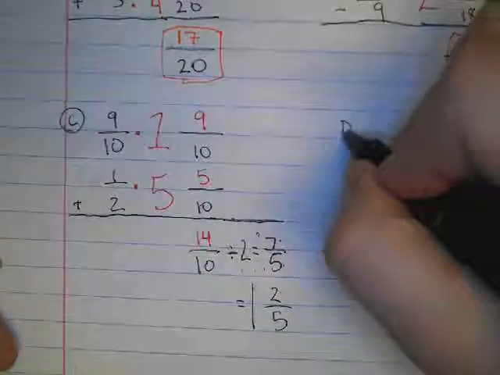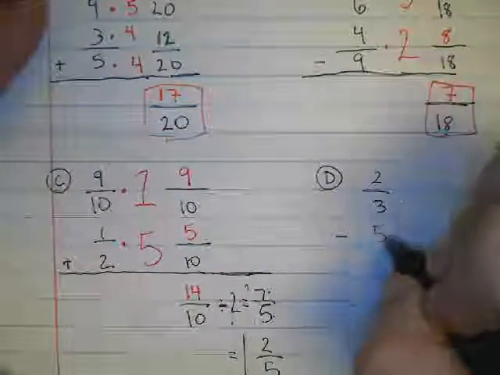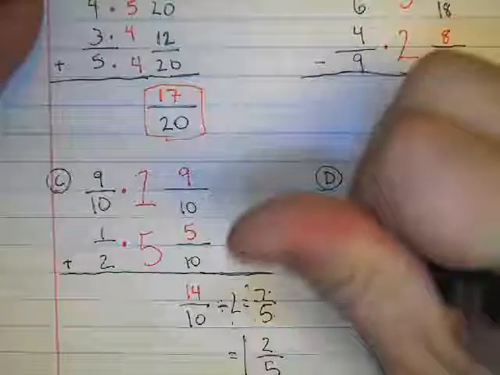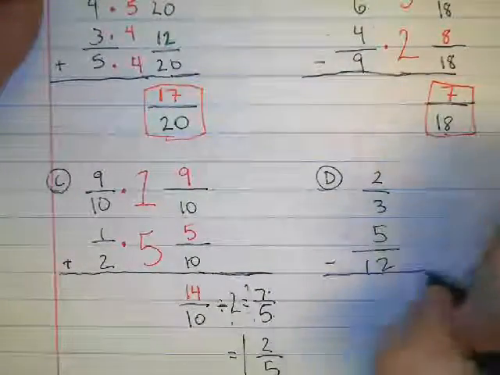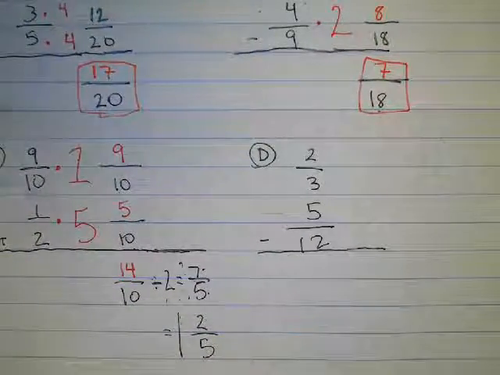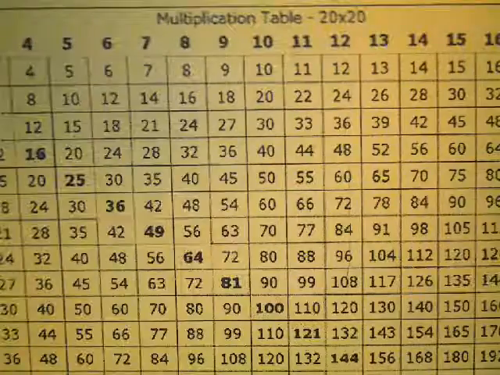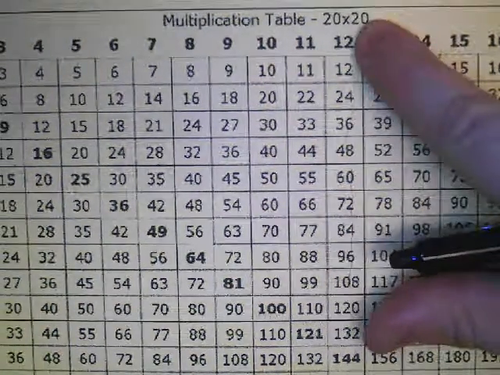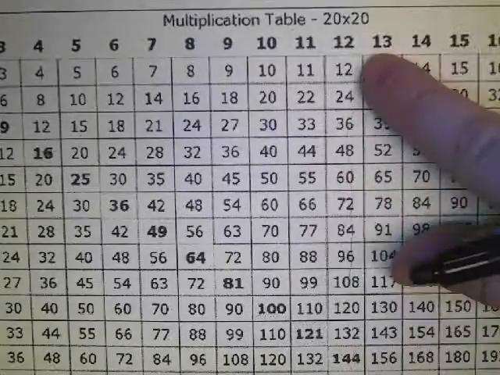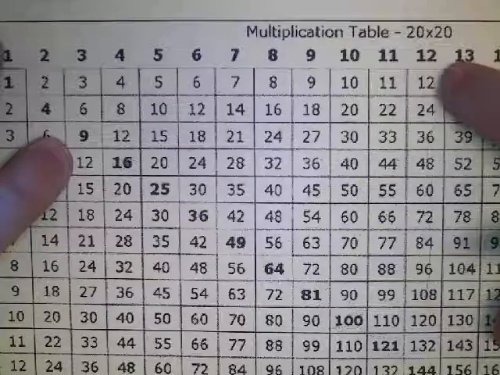Okay, let's look at letter D. We have 2/3 minus 5/12. So now we're going to do that same process where I go down the 3 column and the 12 column until I see a common number. So my denominators are currently 3 and 12, so I'll look down those columns. And the first number I see that they have in common is 12. They both have a 12. 3 has a 12 and 12 has a 12. So our common denominator will be 12.